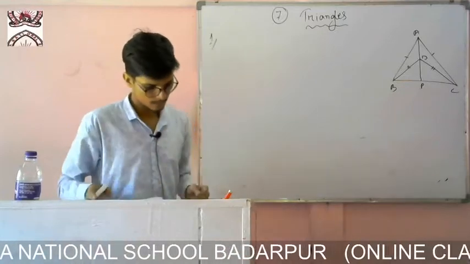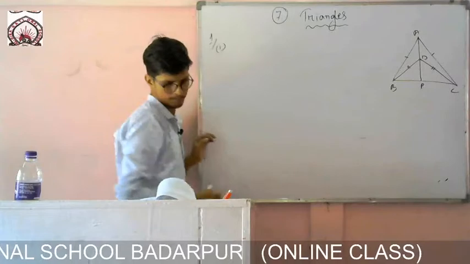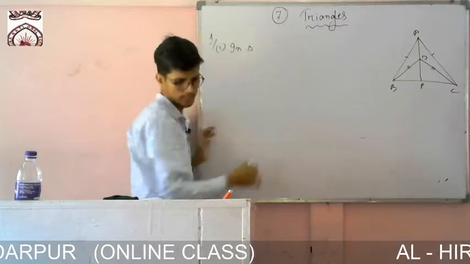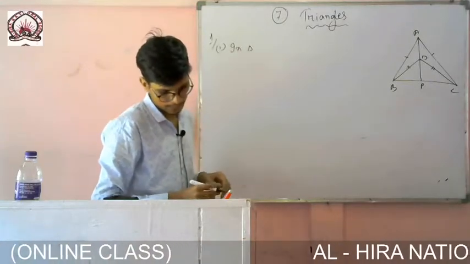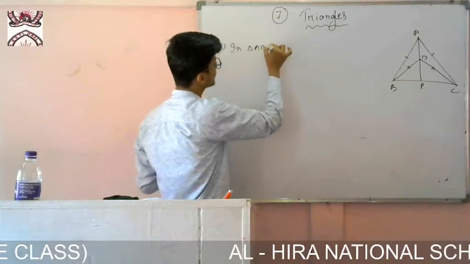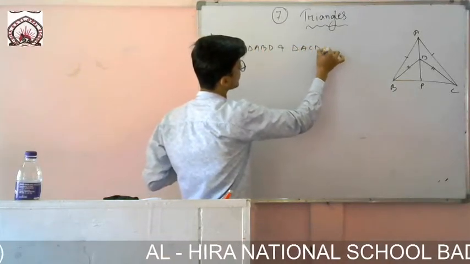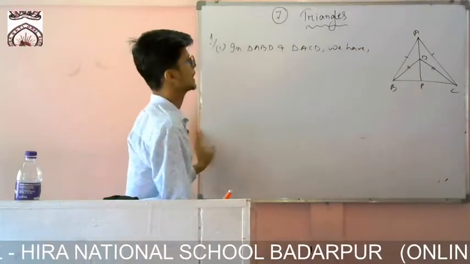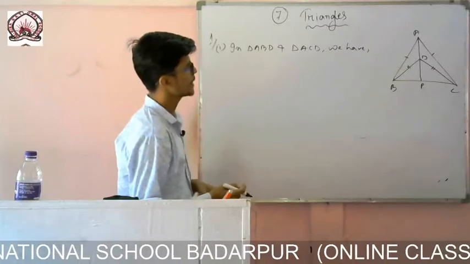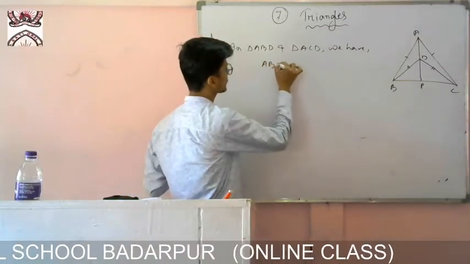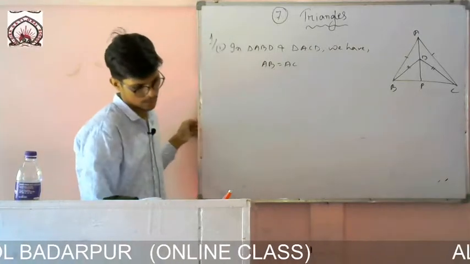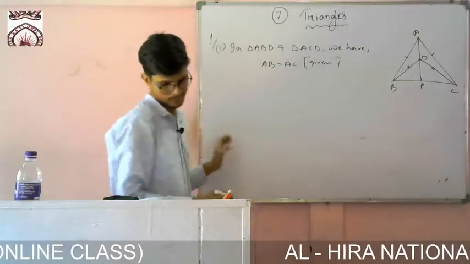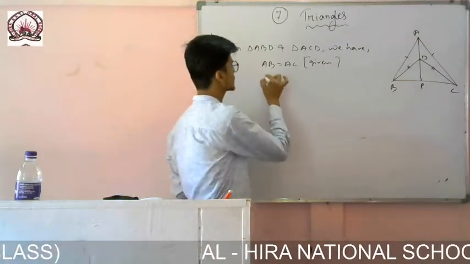So first of all, let me go with the first one, Roman number 1. What is given here, you see. Let me take both triangles. I have to prove that triangle ABD and triangle ACD are congruent. So in triangle ABD and triangle ACD, we have AB is equal to AC. It is given because they are isosceles triangles. Then AD is equal to AD, that means it is the common side.